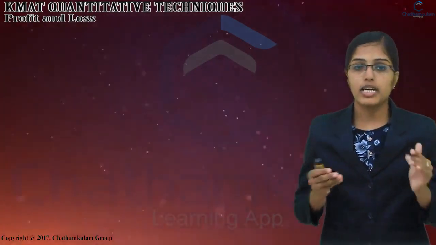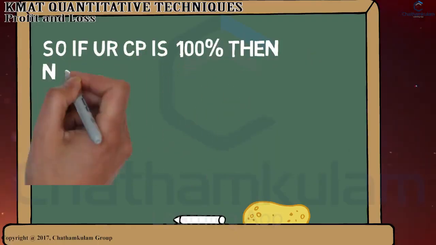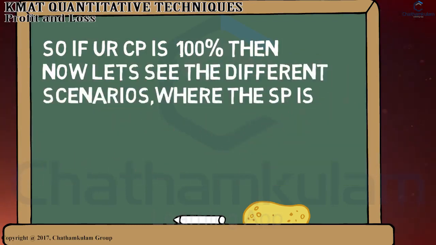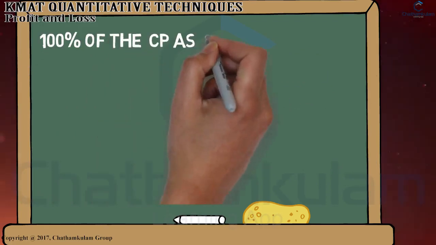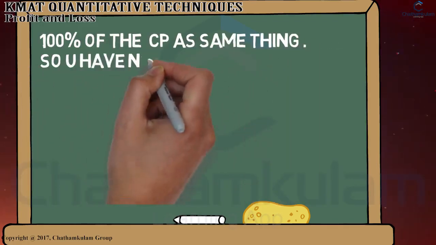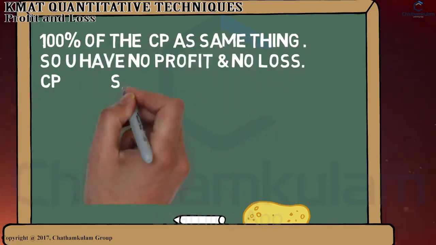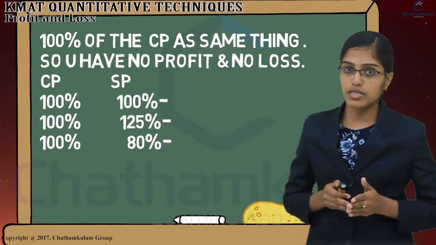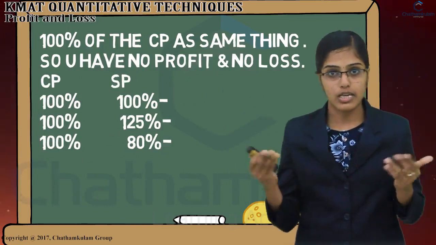So in general, if your CP is 100%, let's see the different scenarios. Where the SP is 100% of the CP, you have no profit and no loss. So here there are two things, CP and SP. Both are 100%, that implies no profit and no loss.